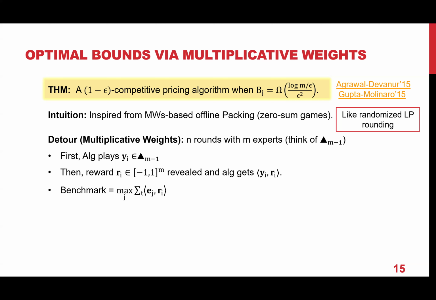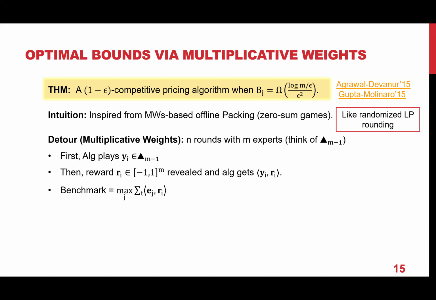So you have m experts and you have n rounds. So the setup is you have m experts. Each round, each expert generates some reward between 0 and 1, or maybe the reward is between +1 and -1. So you have n rounds. In each round, each expert generates some reward.